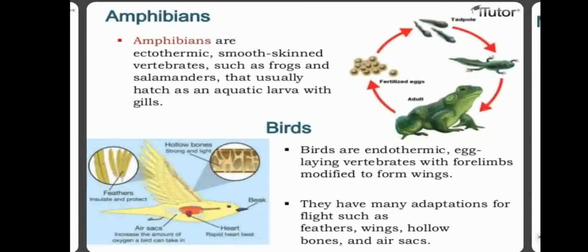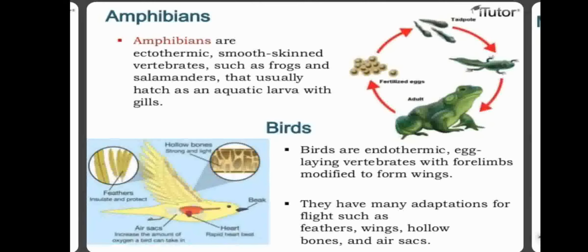Amphibians are included. Most of them can swim and lay their eggs in water. They are ectothermic, smooth-skinned vertebrates such as frogs and salamanders, and usually hatch as an aquatic larva with gills. Young toads and frogs are called tadpoles, and adult frogs and toads do not have tails or gills. All amphibians have a naked, slimy skin. They are cold-blooded. Next class is birds, also known as Aves.